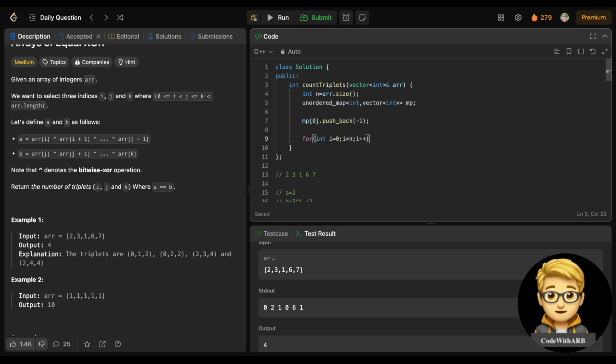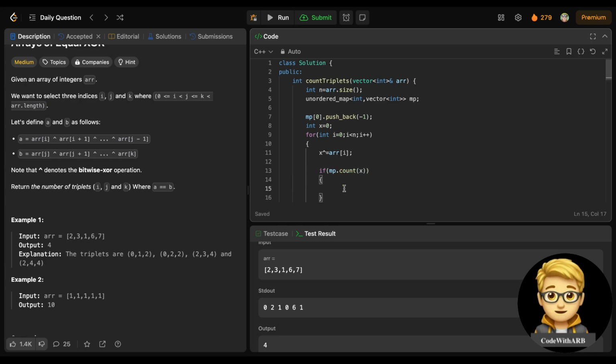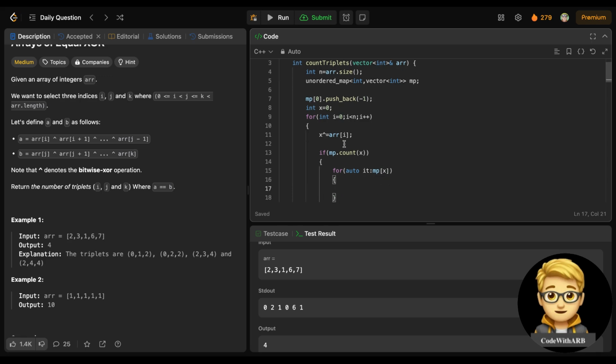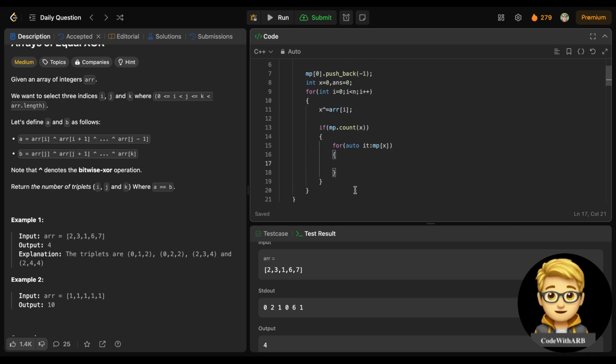in this array, and a variable should be here which will take a cumulative XOR, so that would be array of I. Now, the first thing we check is whether this exists in my map or not. If it is existing, it means we definitely have some indices in this map. So what we will do, we will take all the values between both of them.